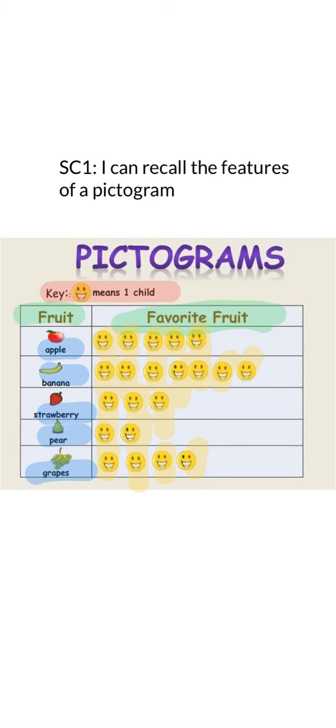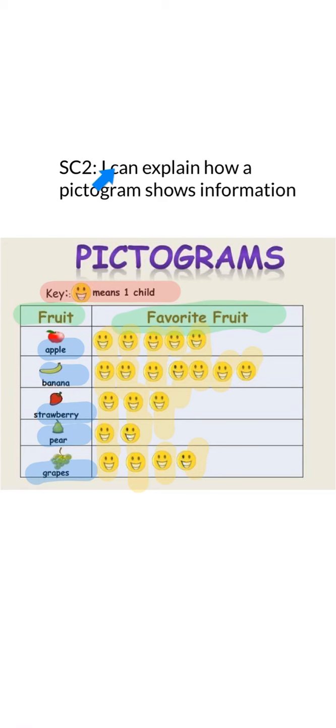So let's recap the features of a pictogram. You've got headings, and they tell you what it means underneath. You've got the types down one side of your pictogram, and you have your pictures on the other side of your pictogram. You will also have a key which tells you how many each picture represents. So now you should be able to recall the features of a pictogram.